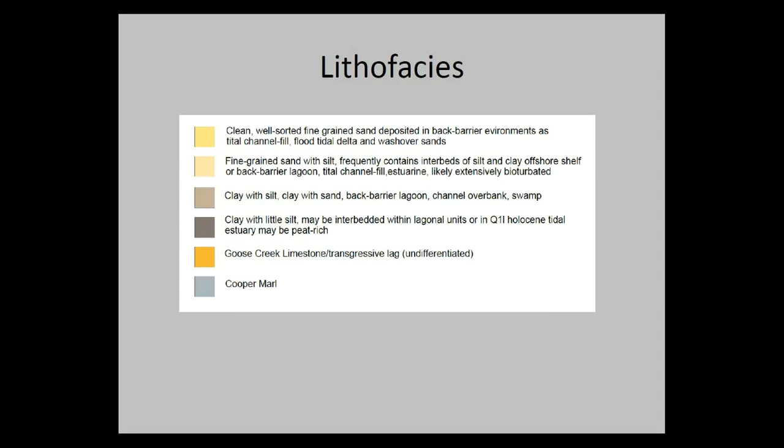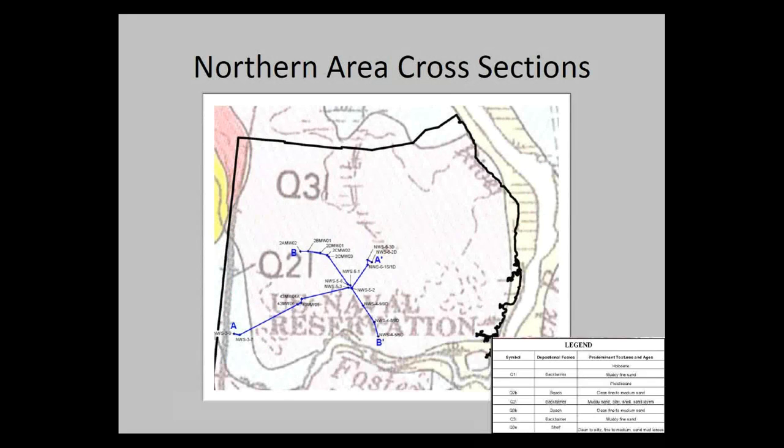So keep that in mind. That yellow can also be our beach dune type facies as well. So I zoomed in here, Q3, Q2, you can see over here. These are how they were classified on this map. Q2I is back barrier.